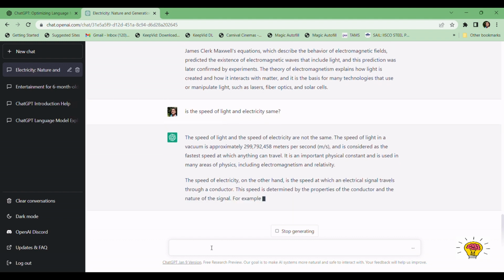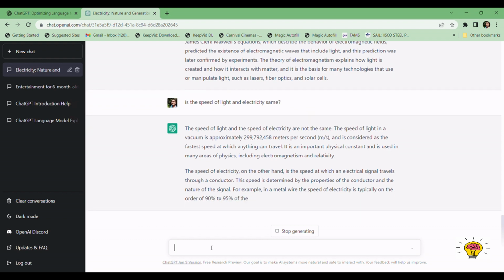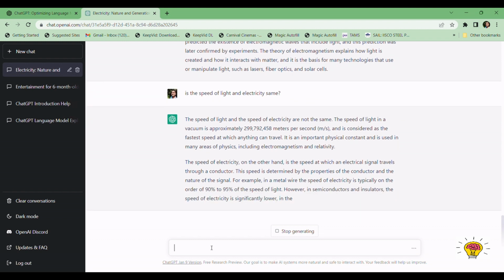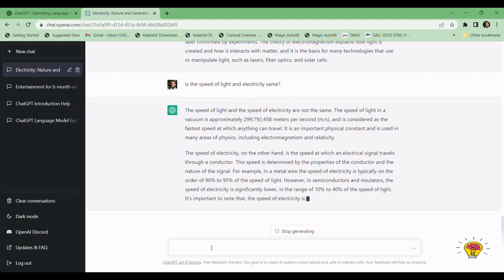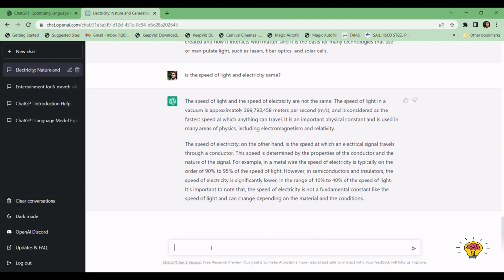It is an important physical constant. The speed of electricity, on the other hand, is the speed at which an electrical signal travels through a conductor. This speed is determined by the properties of the conductor and the nature of the signal. For example, in a metal wire, the speed of electricity is typically on the order of 90% to 95% of the speed of light. However, in semiconductors and insulators, the speed of electricity is significantly lower, in the range of 10% to 40% of the speed of light. It's important to note that the speed of electricity is not a fundamental constant like the speed of light and can change depending on the material and the conditions.